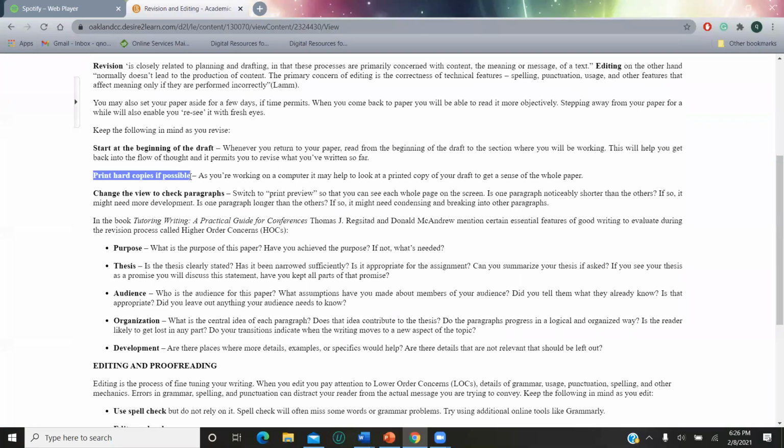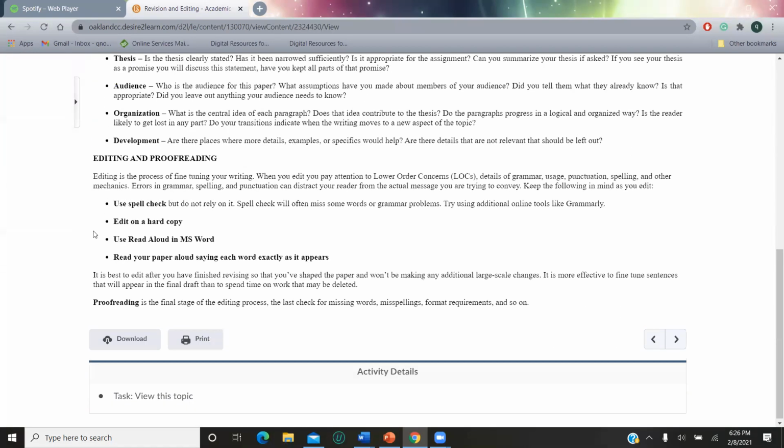In face-to-face, I used to just let my students print in the classroom because it was free, but I know not everyone has a printer. I have one, but it doesn't print. I basically use it as a scanner. All right. But these are just some good strategies.